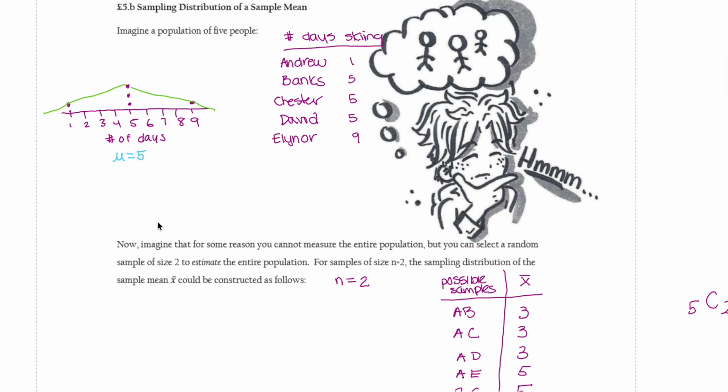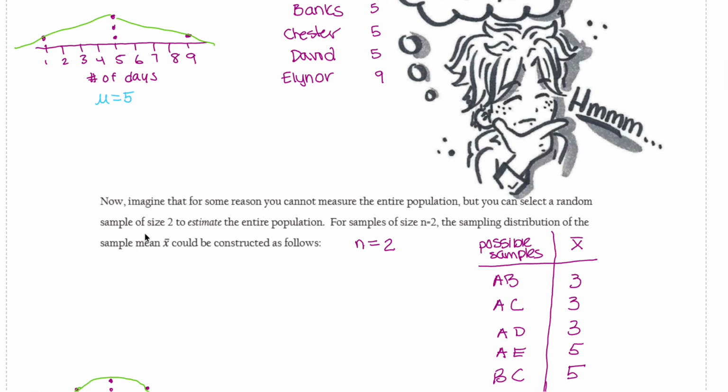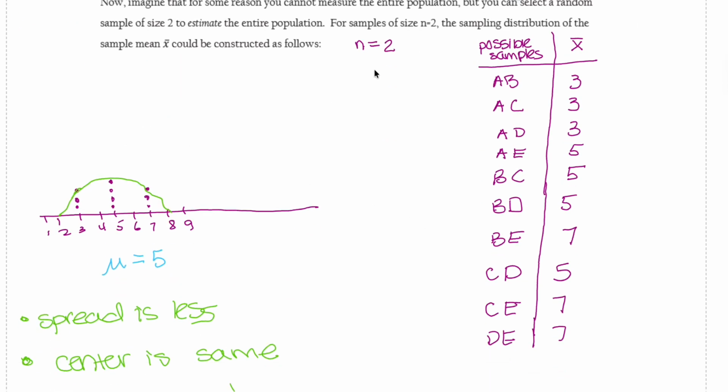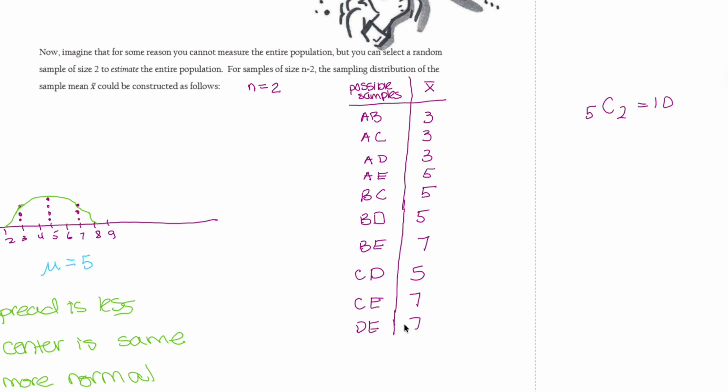So if I put the sample means onto the curve, I get a sampling distribution. Now imagine that for some reason you cannot measure the entire population, but you can select a random sample of size 2 to estimate the entire population. For samples of size n equal to 2, the sampling distribution of the sample mean x bar could be constructed as follows. So we're only using n equal to 2, and these are the possible samples, and this is the x bar for each. So how many combinations do we have? Well, we can use our calculator to help us. Since we have 2 out of 5, the total number of combinations will be 10, and that's how I got the possible samples right here.